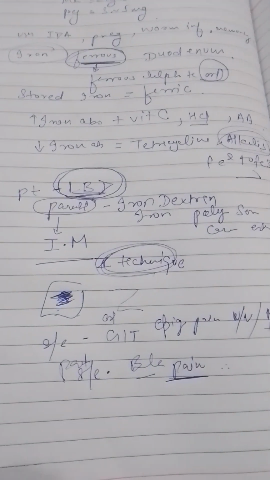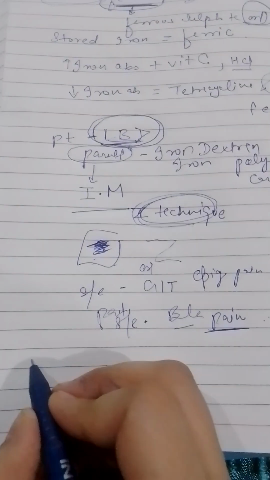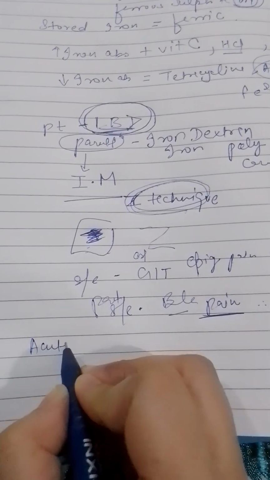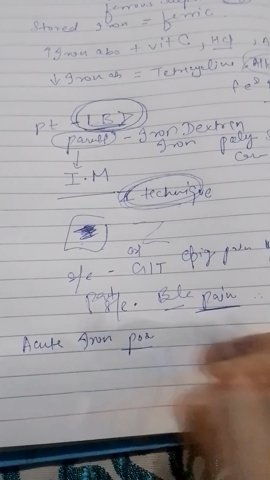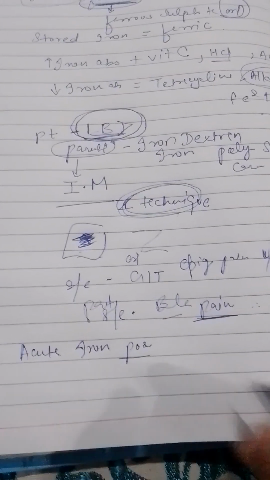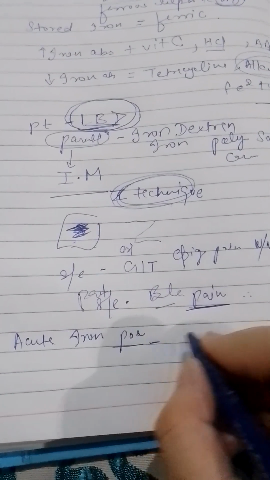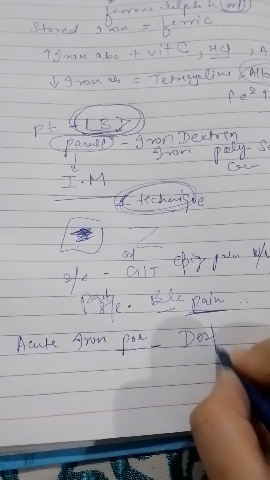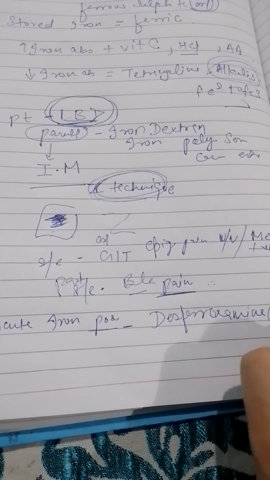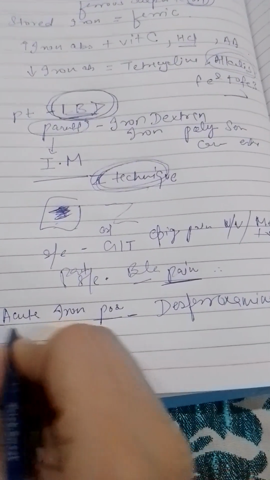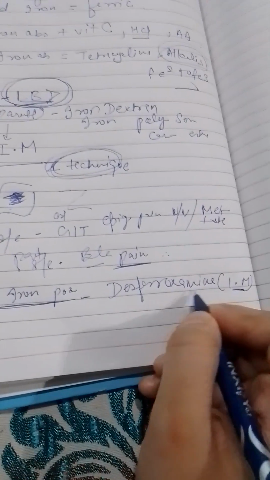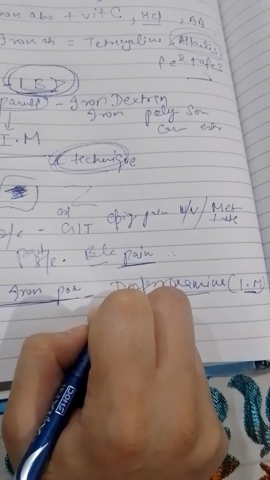Now another thing: for example, a patient presents with acute iron poisoning. Then we can give the patient iron chelating agents, for example desferoxamine. We can give desferoxamine intramuscularly, because we know that the patient is presenting with acute iron poisoning, so definitely we have to give it IM. So that is desferoxamine we are giving.